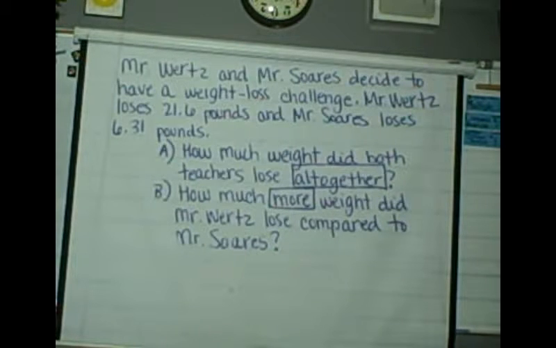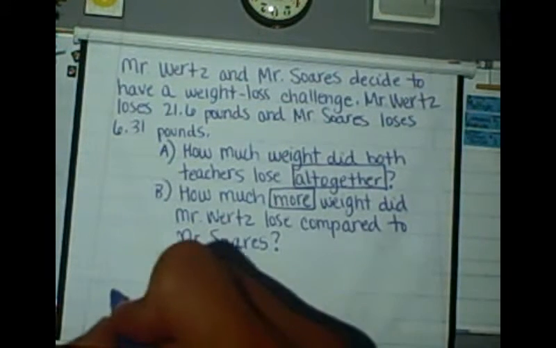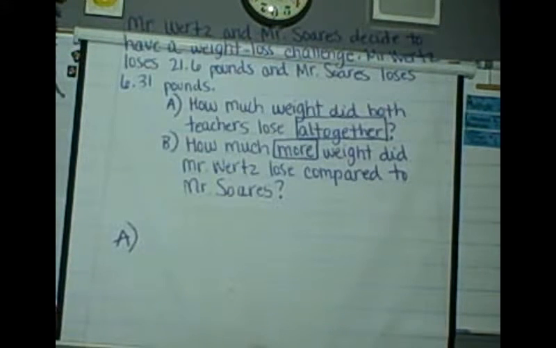Alright, so this is a two-part question, so we have to make sure that we answer both parts. So let's go ahead and start with question A. In question A, the problem does say, how much weight did the teachers lose altogether? If you noticed, altogether had a box around it. That word hopefully reminded you that you should have added the numbers that were given to you.